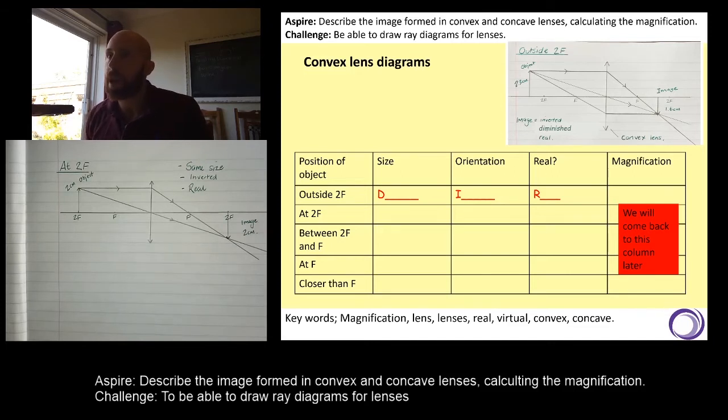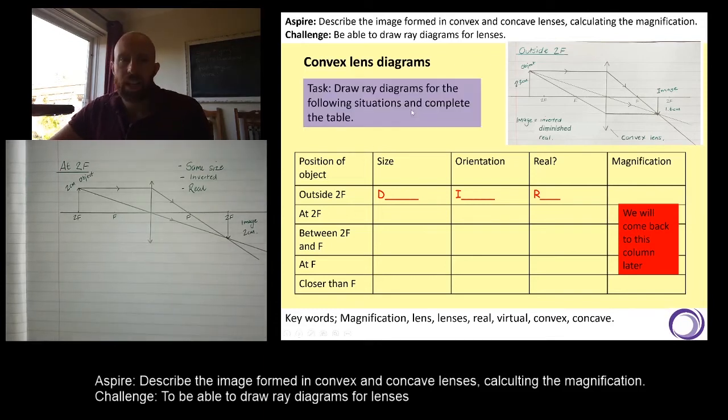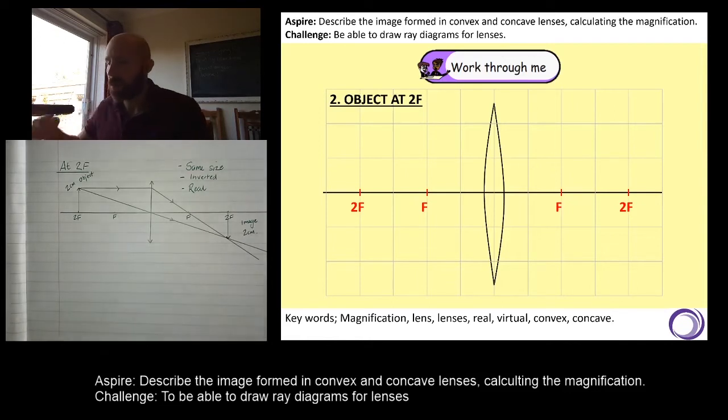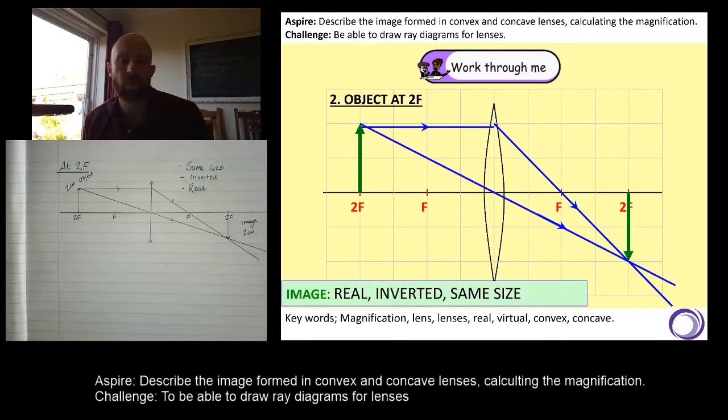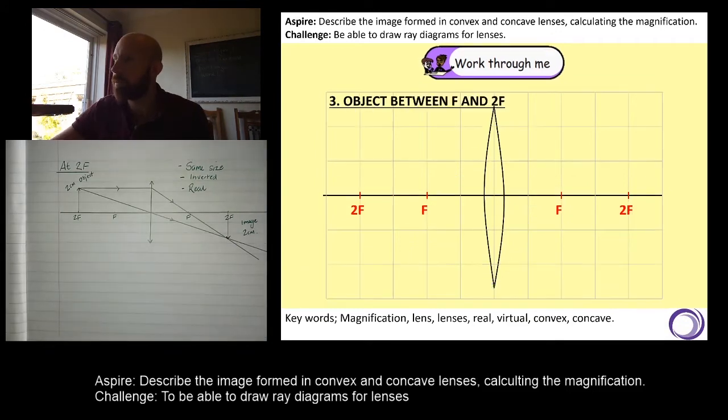Okay, so pause the video now because I'm about to go through the answers. I want you to make sure you've drawn the diagrams and completed your table first. Okay, so object at 2F is what we've just drawn. And you should have produced that, which, as we've just drawn, says it's real, it's inverted, it's the same size. So this is the first one you should have drawn on your own.